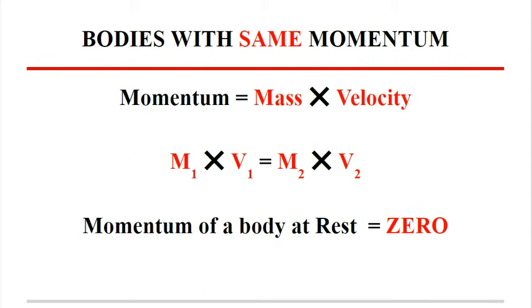And in the case of bodies with same momentum, it's not necessary that the body should have same mass and should have same velocity. If two different bodies with different inertial masses have got same momentum, which means the product of mass and velocity should be same, m1 v1 must be equal to m2 v2.